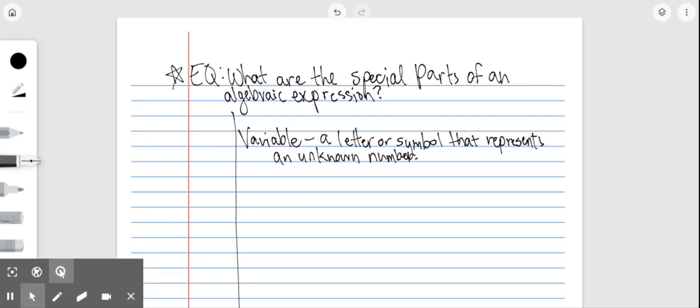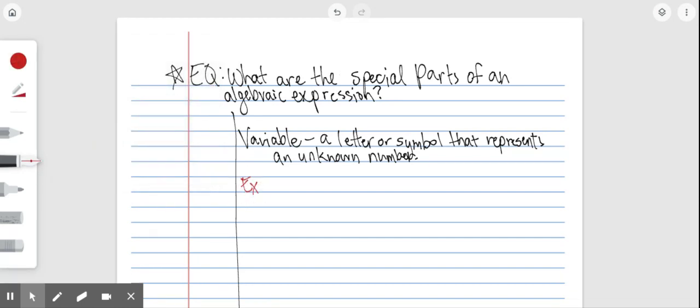is a letter or symbol that represents an unknown quantity or an unknown number. Okay, the thing about variables is that they can represent any number. They could represent 1 or 2 or 3 or 7.5 or 63,273.666798453. Okay, it doesn't matter. A variable represents an unknown number. So here are some examples of variables.